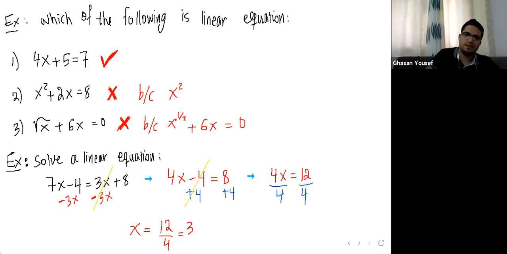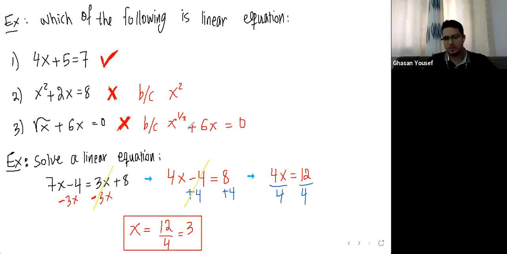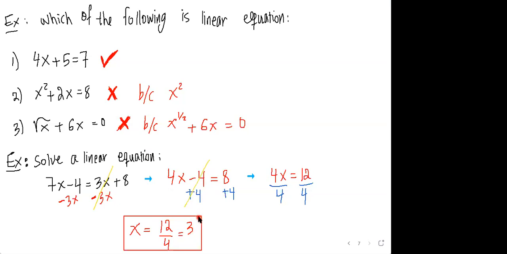So x equals 3. This is the answer for this linear equation. Now, sometimes the question also asks you, after you find the answer, to check your answer. So how can you check your answer? To see if the variable x equals 3 or not, simply substitute 3 for x in the original equation, and they should both be equal.